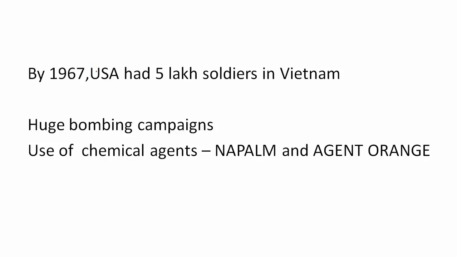After 1964, the number of US soldiers increased continuously for the next 3 years, and by 1967, the USA had 5 lakh soldiers fighting in Vietnam. It started huge bombing campaigns. Lots and lots of bombs were dropped on Vietnam. The number of bombs dropped was more than the total number of bombs dropped in the entire World War II.